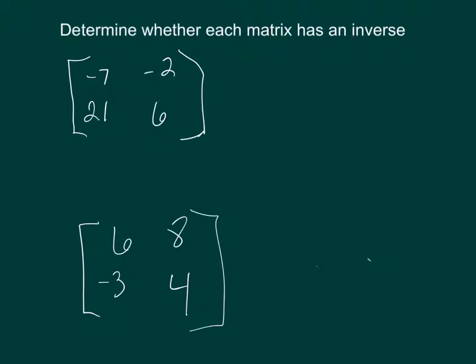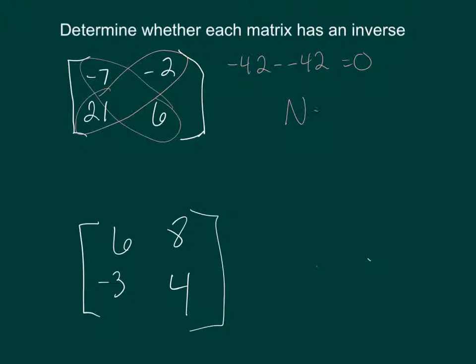Okay, first we're going to see, does it even have an inverse? To do that, let's find the determinant. So we multiply the diagonals and subtract. So you have negative 7 times 6 is negative 42. We subtract. 21 times negative 2 is also negative 42. So that equals 0, which is undefined. So that would be no, it does not have an inverse.